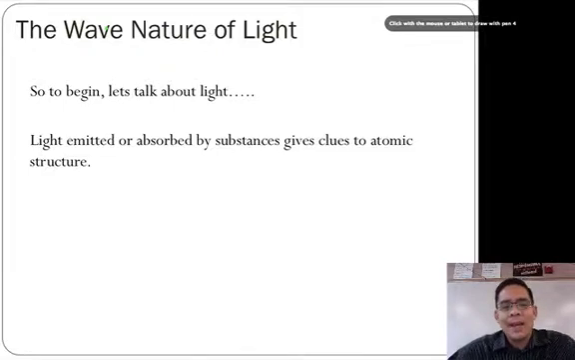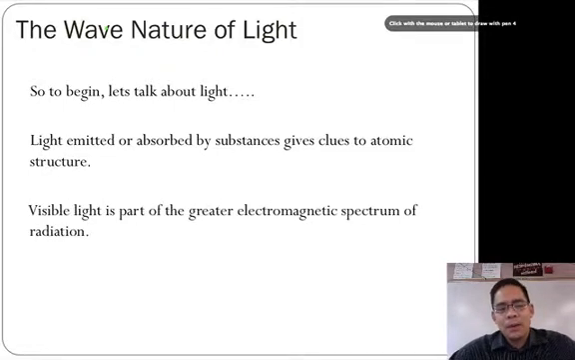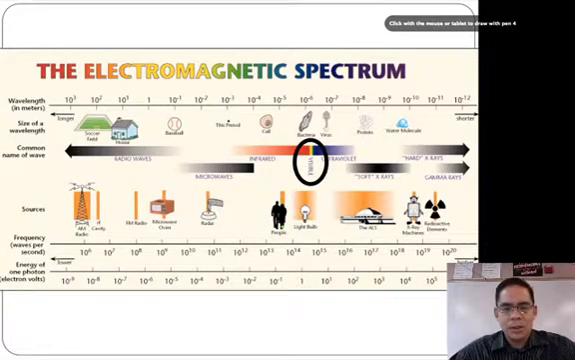When light is emitted or absorbed by substances, it turns out it gives us clues to the atomic structure of the atom. And when we look at the visible light, what we can see, it turns out it is part of what is called the greater electromagnetic spectrum of radiation. And when we analyze visible light as well as other types of electromagnetic spectrum, we get an idea as to how it's formed, and in turn helps us understand the structure of the atom. And so let's start with where it is in the electromagnetic spectrum.